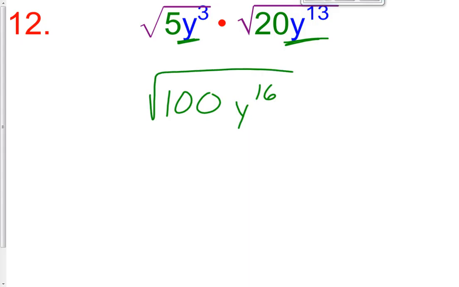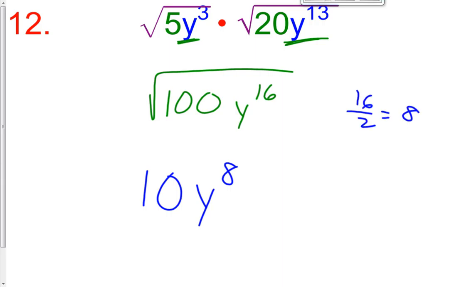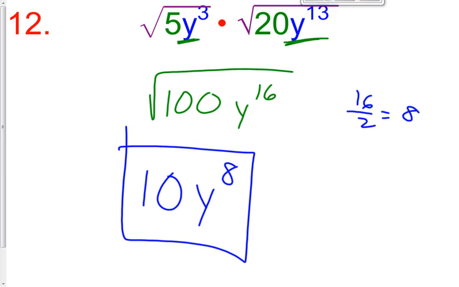So our answer becomes: the square root of 100 is 10. The square root of y to the 16th is y to the 8th, because 16 divided by 2 becomes 8. 10 y to the 8th is our answer for problem number 12.